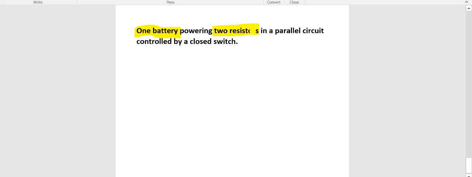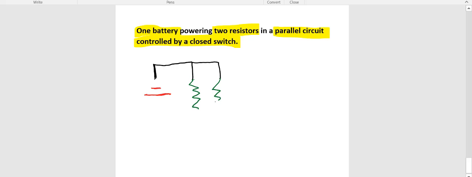1 battery powering 2 resistors in a parallel circuit controlled by a closed switch. Okay, so you got a lot going on here. But I'm going to start with the 1 battery. Draw that first. And it's powering 2 resistors. Okay, so it's 2 resistors and it is a parallel circuit. So I know there's going to have to be 2 paths, and there is a closed switch somewhere in here. So I'm going to draw my 2 resistors, and I'm going to draw my closed switch down here at the bottom after this.